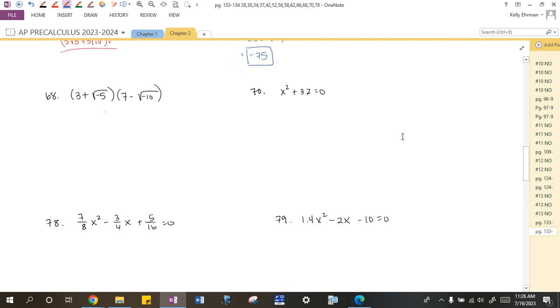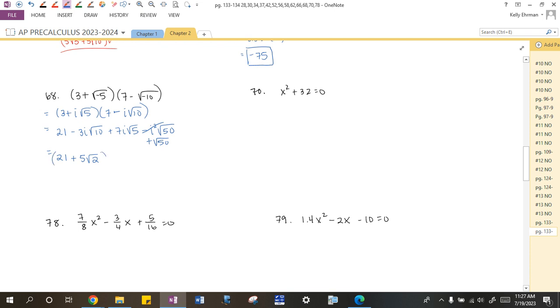For 68, we're multiplying, but again, remember to rewrite in terms of i first. Okay, so then we distribute. 3 times 7 is 21, minus 3i radical 10, plus 7i radical 5, minus i squared radical 50. Minus i squared is really plus radical 50. And then for the real numbers, we have 21 plus, let's change radical 50 to 5 radical 2.